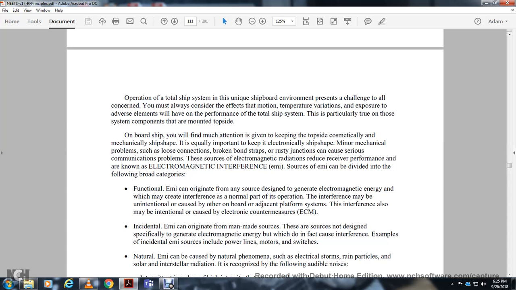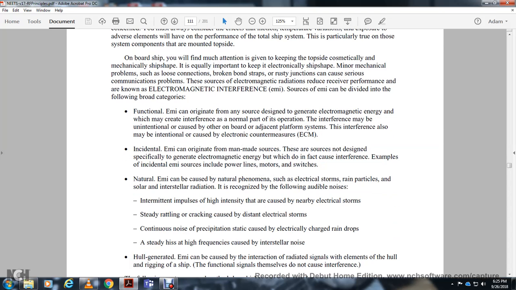The source of electromagnetic radiation that reduces receiver performance is known as electromagnetic interference. Sources of electromagnetic interference can be divided into the following broad categories. Functional electromagnetic interference can originate from any source designed to generate electromagnetic energy which creates interference with the normal operation of another system. The interference may be unintentionally caused by other equipment on board or by an adjacent platform's systems. The interference may also be intentionally caused by electronic countermeasures.